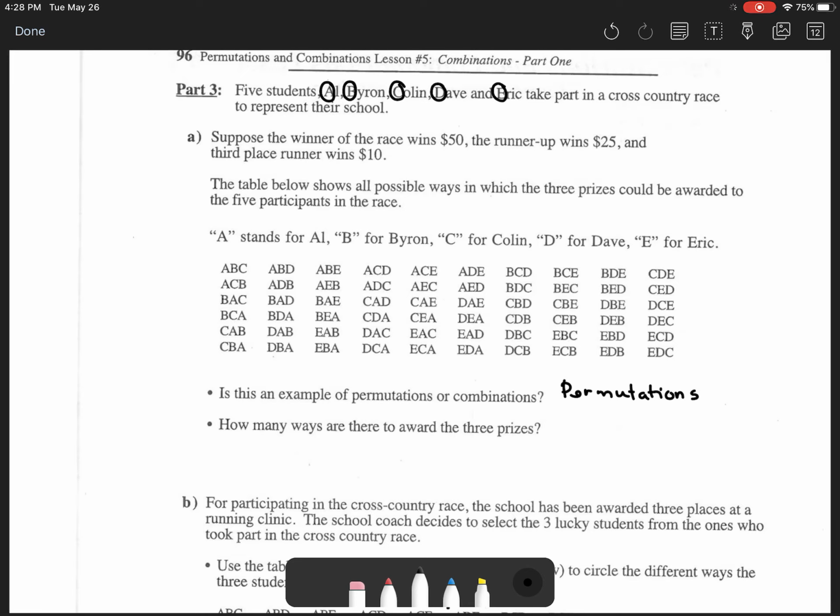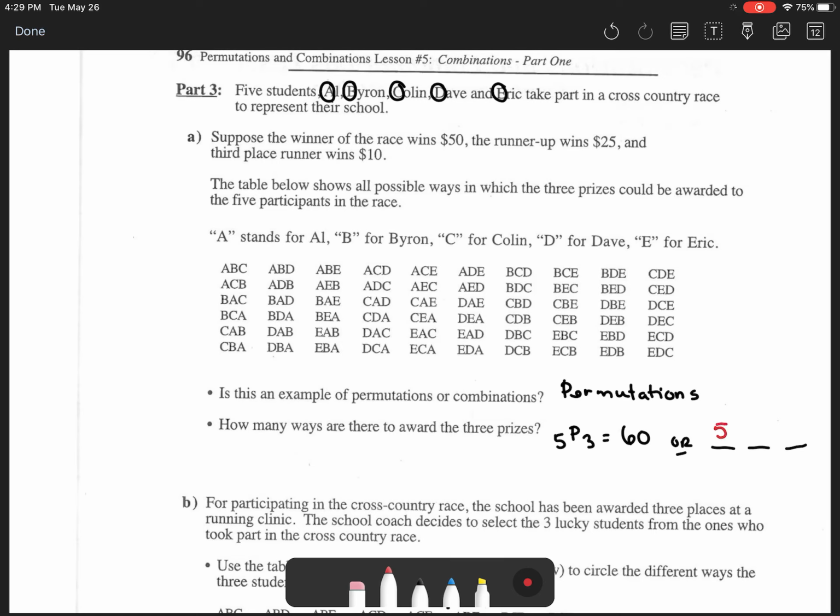How many ways are there to award the prizes? So if you take a look at those, you could simply just count them up. But let's say you didn't know. Well, you would go like this, right? There are 5 runners, A, B, C, D, E, and it's a permutation for first, second, and third. There are 3 places to fill, right? So that's 60 ways.